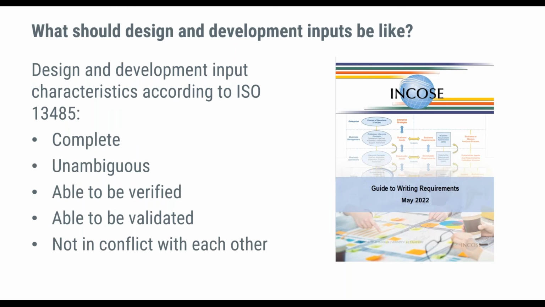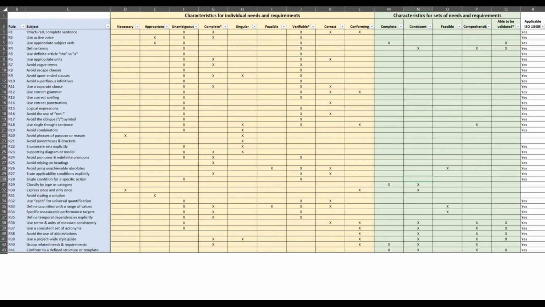And I put together the characteristics in the INCOSE guideline, and you can see them on the top here for individual needs and requirements, and then sets of needs and requirements. To achieve these characteristics, the INCOSE guideline has no less than 41 rules. And I know Christo, he merges a few of them and says, well, some of them are so similar that they could be treated as one. And I would agree to that. But there are 41 rules that you should meet to achieve all the characteristics mentioned in the INCOSE guideline.